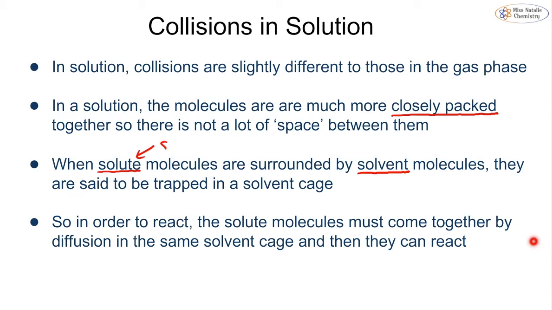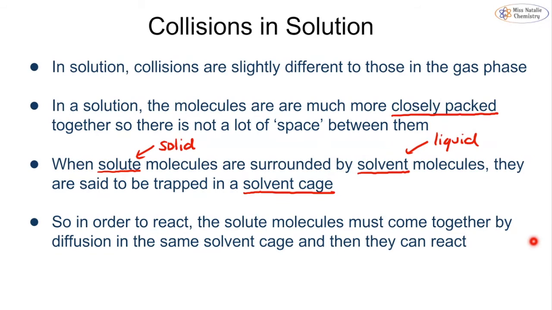Your solid, remember, is your solute, and your solvent is your liquid. So you may have salt and water. When this happens in this surrounding, they are said to be trapped in what's known as a solvent cage. So in order for the reaction to actually happen, the solute molecules have to come into contact with each other by diffusion in the same solvent cage, and then that allows them to react.